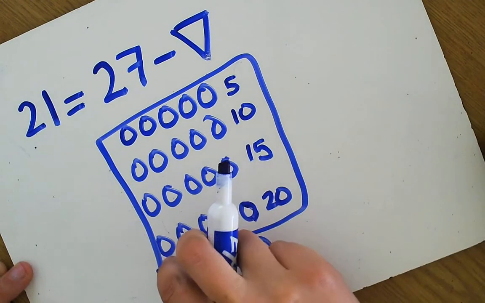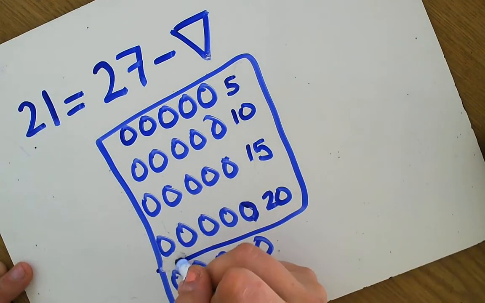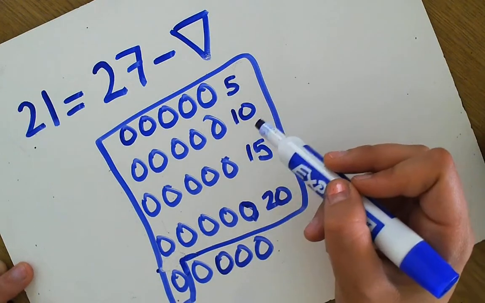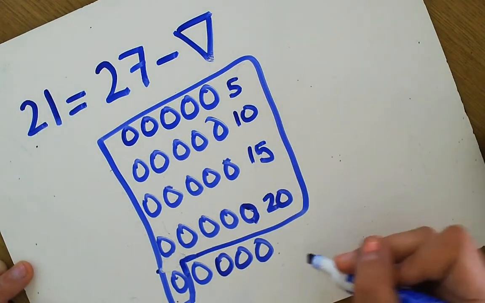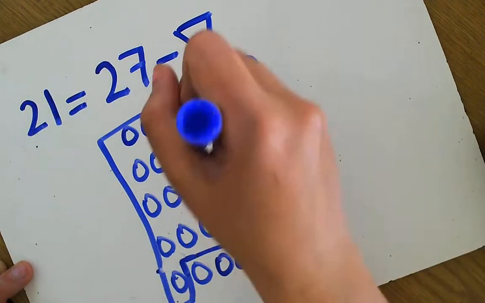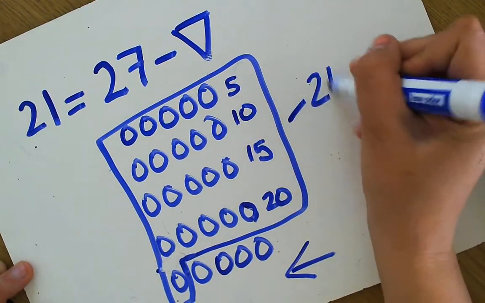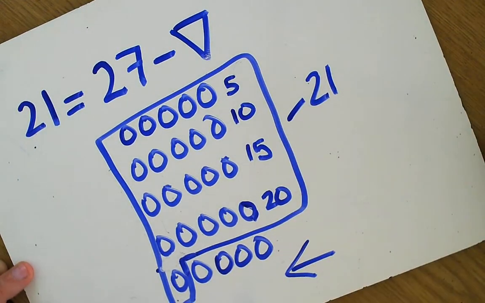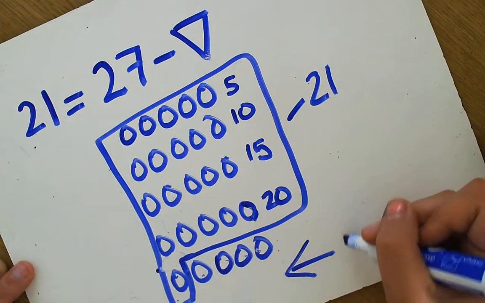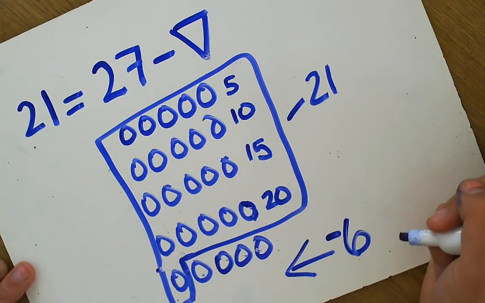Okay, so if I have 27 things, how many do I need to take away in order to make 21 things? So I have 21 things here. How many did I take away from 27? Well, let's count it out. 1, 2, 3, 4, 5, 6. So I had taken away 6 things.